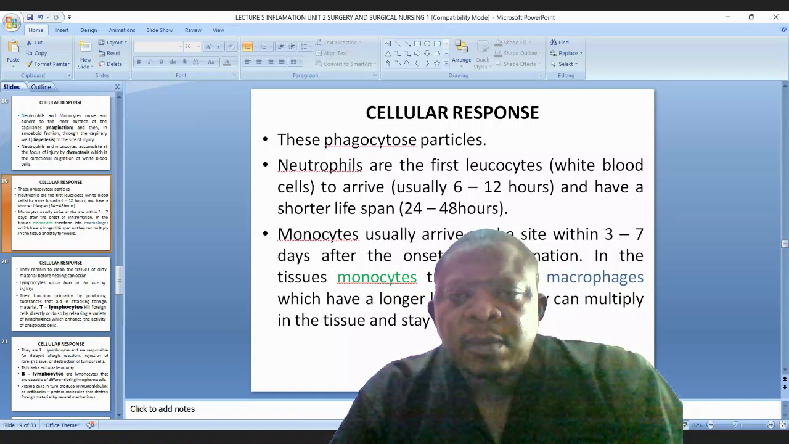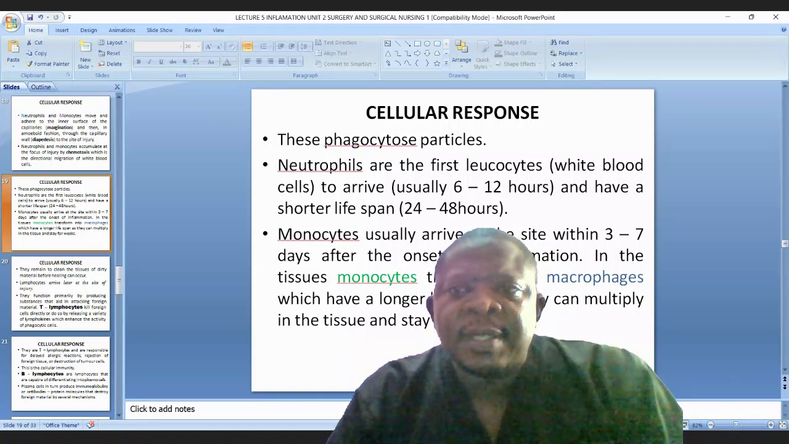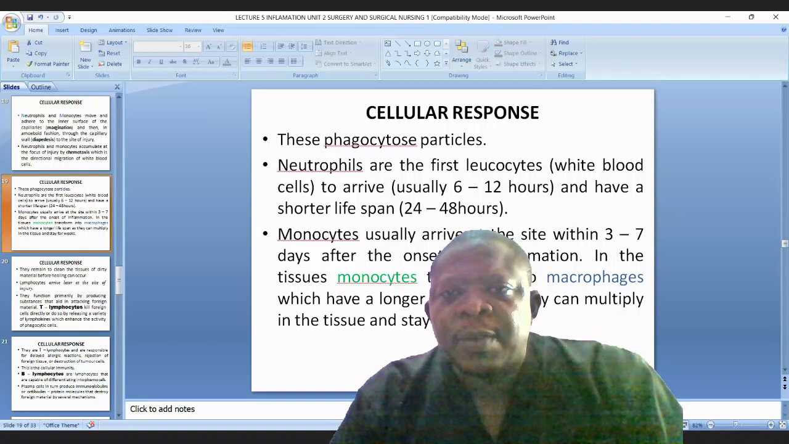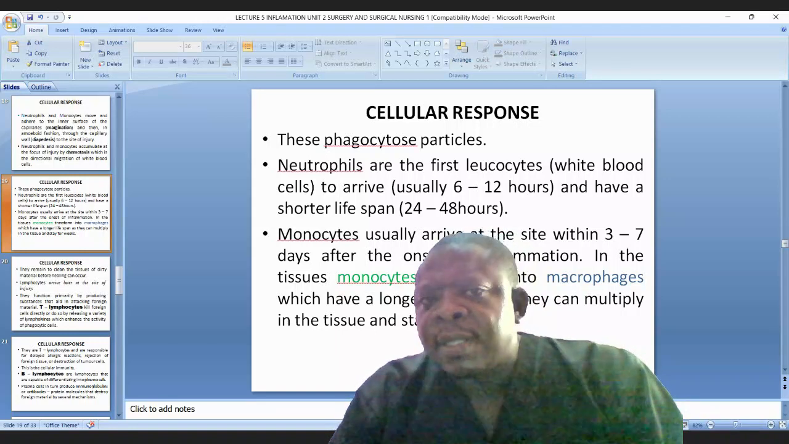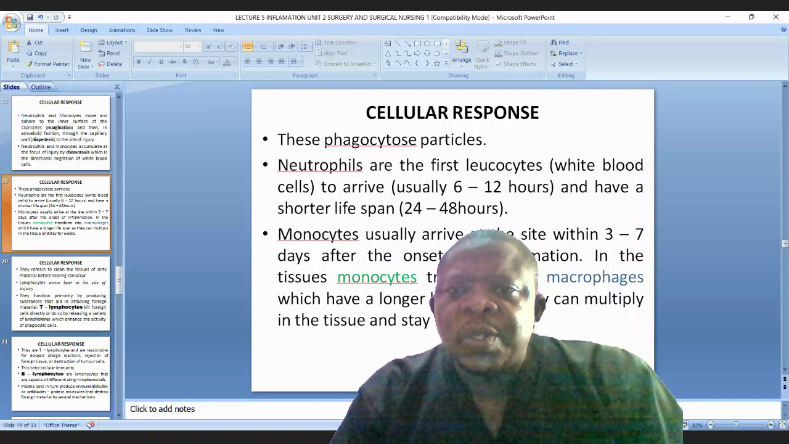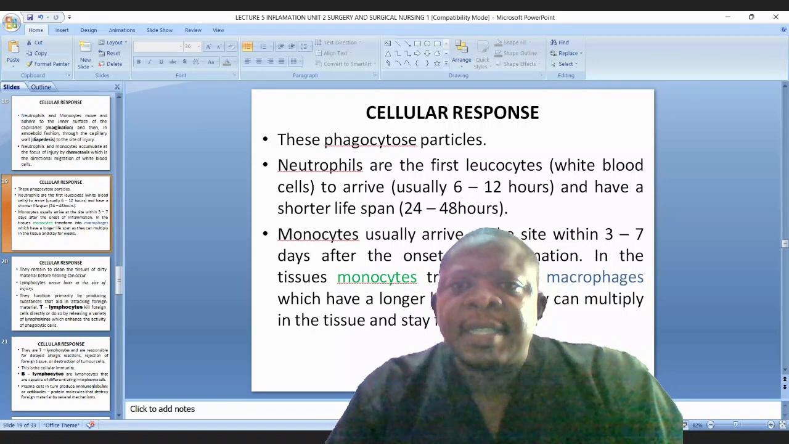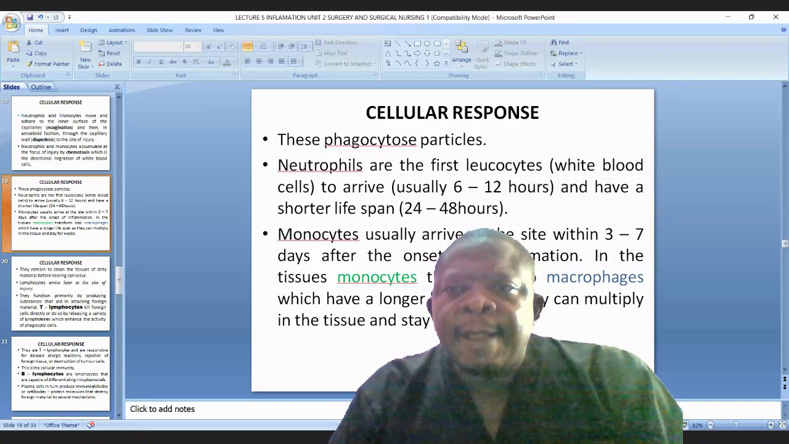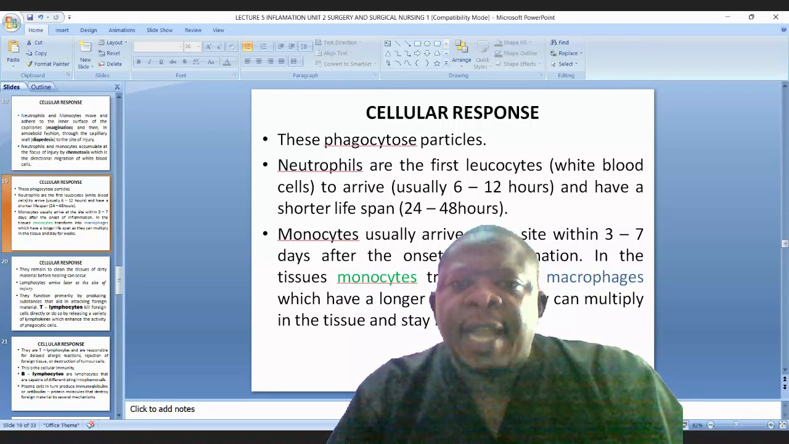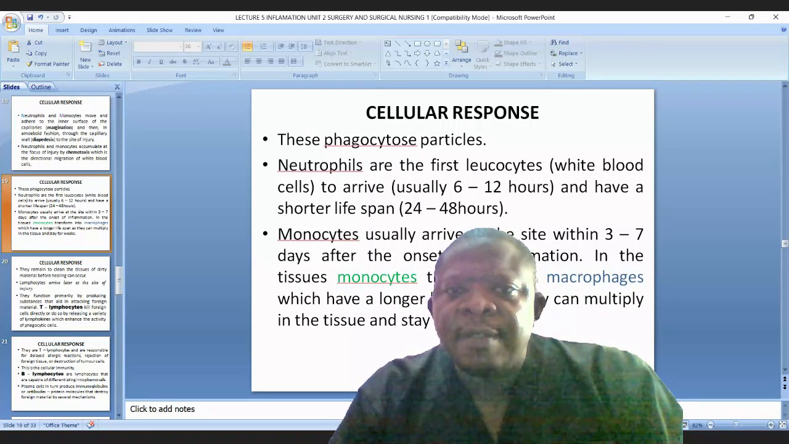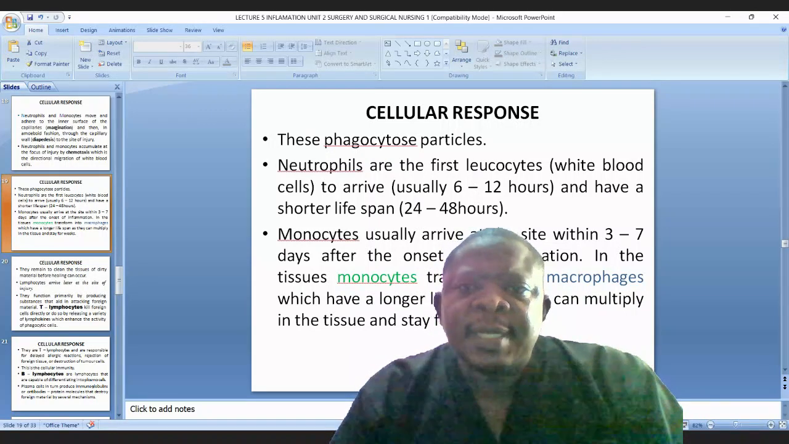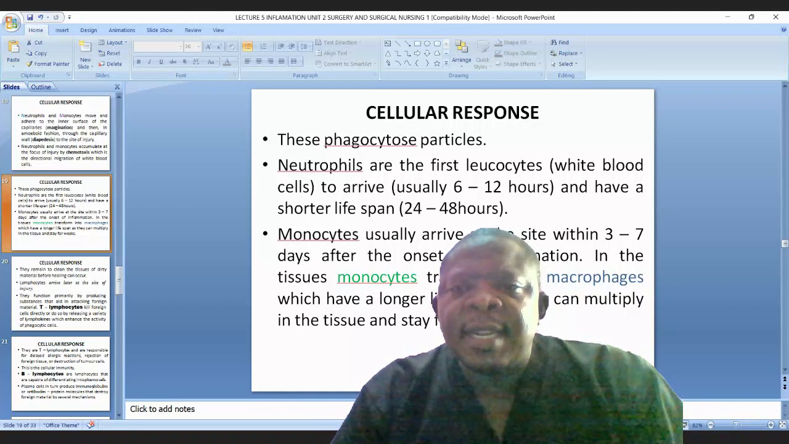Then the monocytes usually will arrive at the site within 3 to 7 days after the onset of inflammation. So monocytes are coming in necessarily after inflammation has set in. They arrive 3 to 7 days after the onset of inflammation.